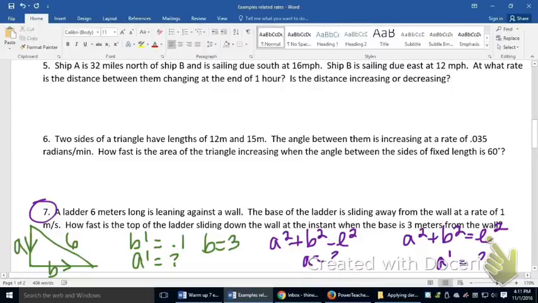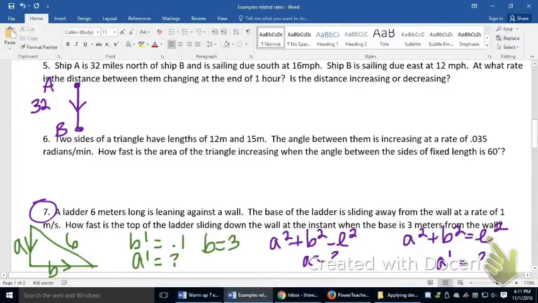Alright, let's go back to number 5. Ship A is 32 miles north of ship B. So if B is here, A is way up here. It's sailing due south at 16 miles per hour. So here is like where it is. It's 32 miles. It's sailing due south, so it's going down at 16 miles per hour.